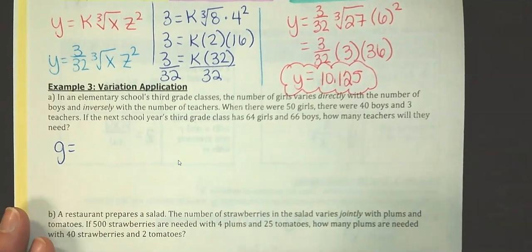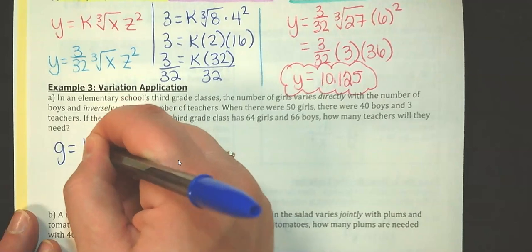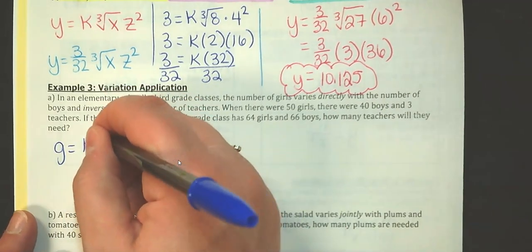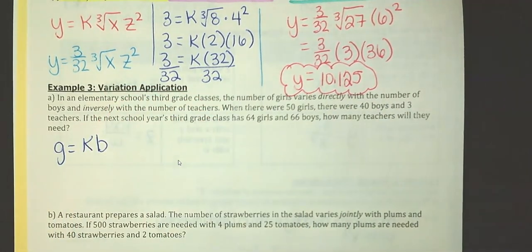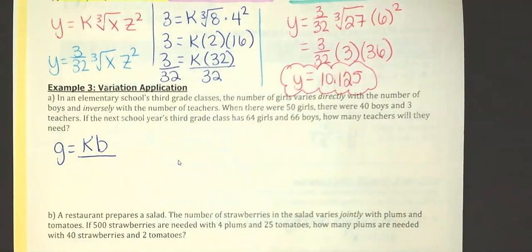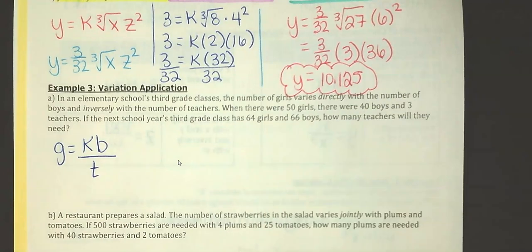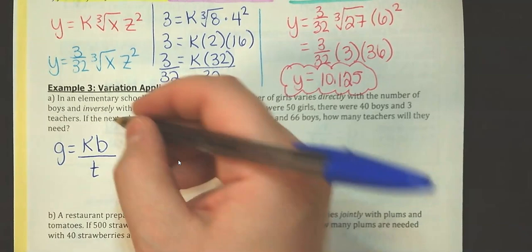Okay, so directly is going to be K times that variable. So directly with the boys, I'll just use B for boys, and inversely means that variable's going on the bottom of a fraction, inversely with the number of teachers. So my general setup here, number of girls varies directly with the number of boys and inversely with the number of teachers would look something like what I have up there. And you could use different variables if you want, but that's what I'm going to use for my example.